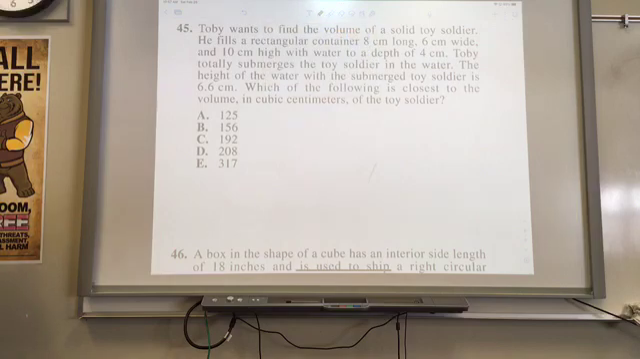Okay? Toby wants to find the volume of a toy soldier. He fills a rectangular container. A lot of times I will just sketch this because it helps me get an idea of what I'm doing. So I've got this rectangular container, like a fish tank. It's 8 centimeters long, 6 centimeters wide, 10 centimeters tall.